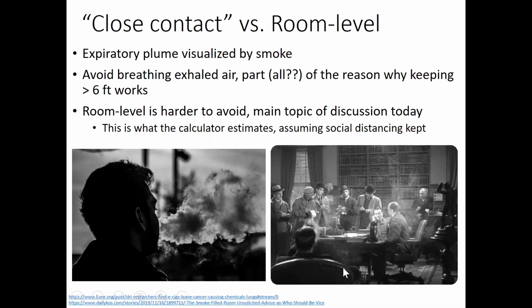Room level is harder to avoid. We have to go to the supermarkets, we have to go to the doctor, we may have to go to class. So that's where we cannot avoid going indoors with people that don't live with us. That's what the estimator is focused on. What can we do, since we have to do those things, to reduce the chance of transmission, right? It's more this situation: there is smoke in the room, and it takes a while to mix, but it's this diffuse smoke that we're trying to fight. Okay? And the estimator assumes that the social distance is kept.